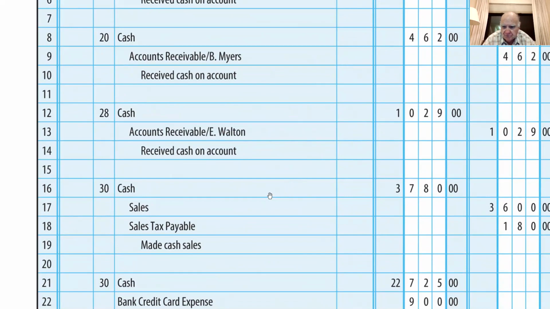Now, this transaction on the 30th was a cash sale. So what? It just means we don't have to worry about collecting money later. We don't even have accounts receivable if it's a cash sale. This is what we like, right? So we are going to debit cash for the sale amount of $36.80 plus the 5% sales tax, $180. $3,780 is what we received from this customer. We love those cash sales, huh?